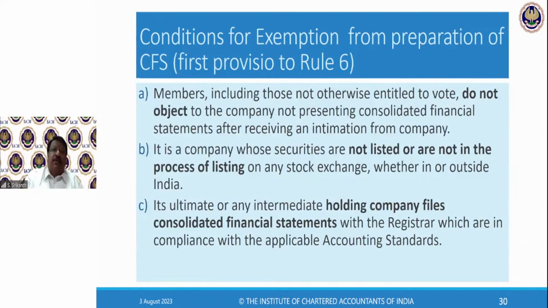If members, obviously the main member is the holding company, say, I am anyway consolidating for all of you, why are you bothered? So the members, including any preference shareholders, should not object. Then this should not be a listed company. That subsidiary should not be a listed company. And that ultimate holding company or any intermediate holding company is filing consolidated financial statements. So the exemption is applicable to a mid-level subsidiary whose holding company is anyway going to file a consolidated financial statement.